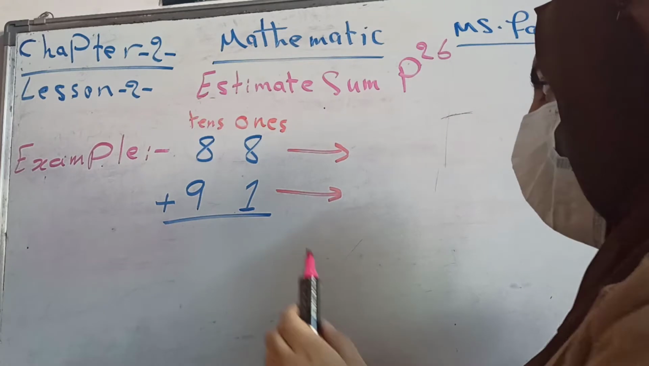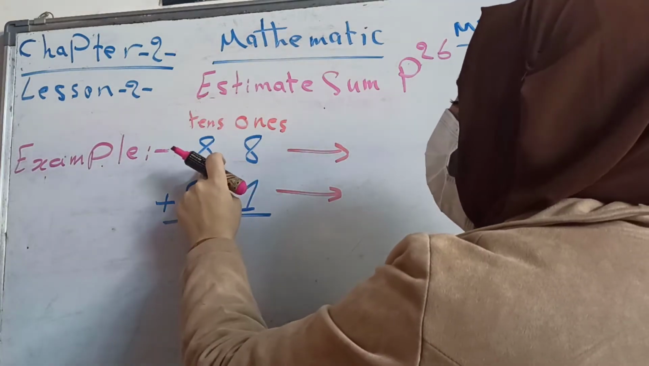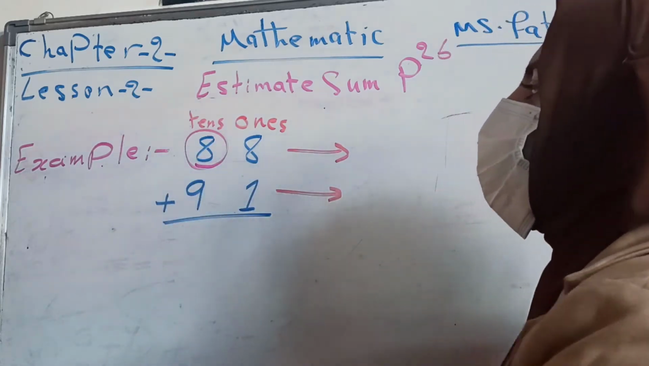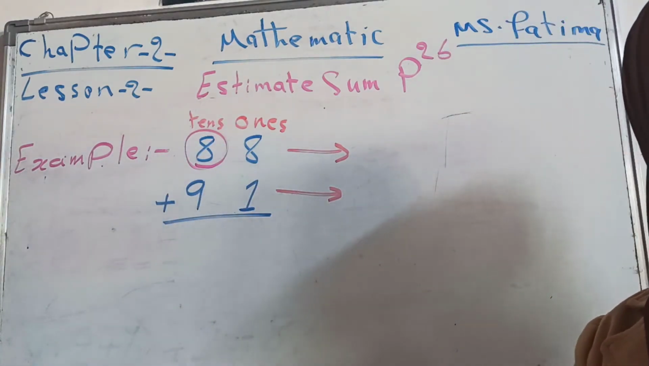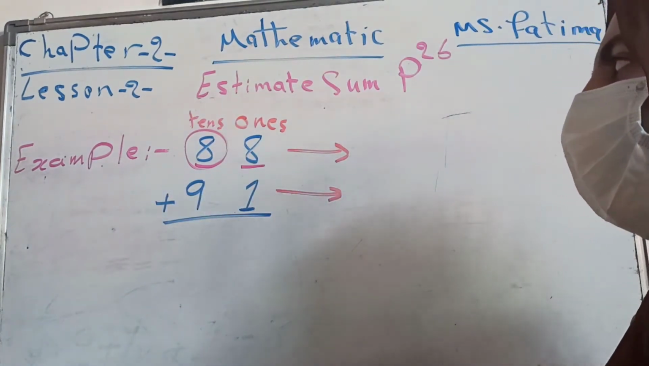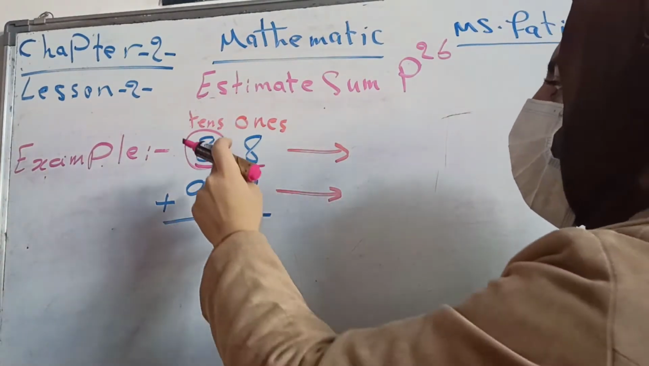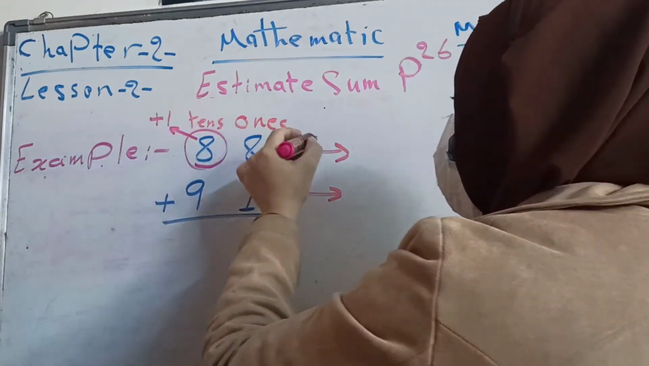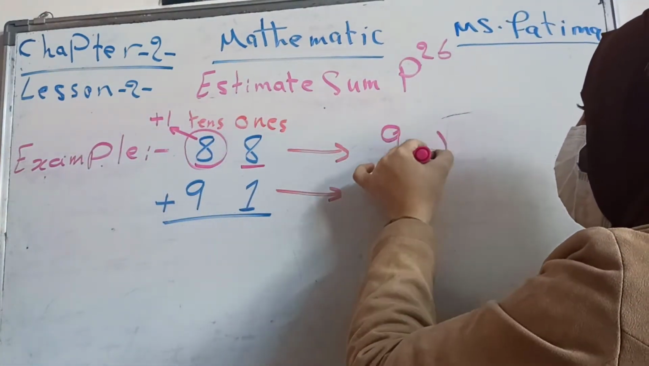Which one is the tens in 88? We say that this 8 is tens. Which digit do we look at when we round the number to the nearest tens? We look at the ones. We have 8. 8 is greater than 5. Then we have to add 1 to this number. Then it rounds to 90.